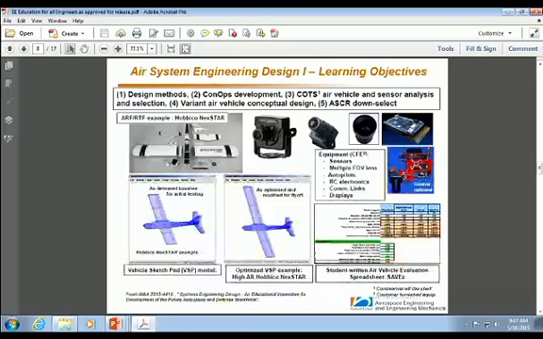Okay, so this is what happens in the first semester, and the only reason I'm showing you this is to show you that the product that they're designing is a very, very complex system. It's a semi-autonomous unmanned air vehicle. It is flown off laptops. It's got a camera. It's got two uplinks and two downlinks.